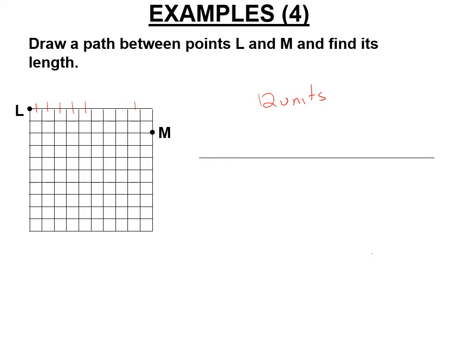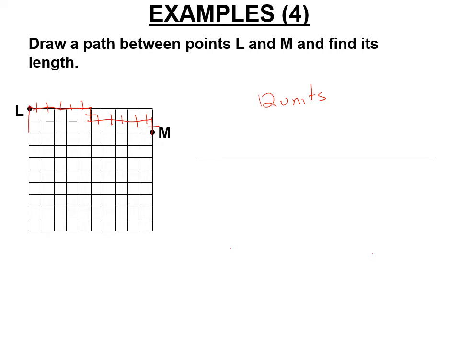You could have also done one where it went maybe 5 over, down 1, 5 over more, and down like that. That's still 1, 2, 3, 4, 5, 6, 7, 8, 9, 10, 11, 12. It's still 12 units, because we still went one of the most direct routes.